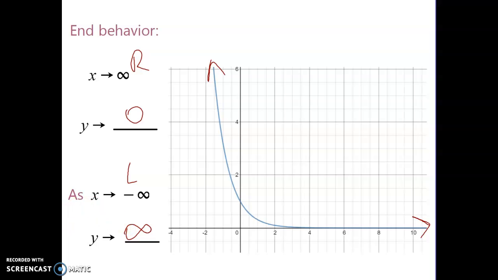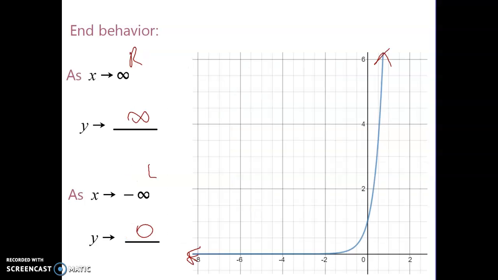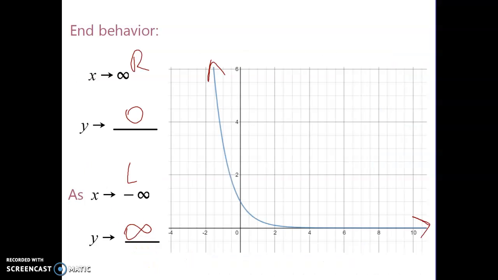And you can see that's the opposite of what we had before. Before, when it was going to the right, y was going up. And when it was going to the left, y was going to 0. And here I have the opposite. Right goes to 0 and left goes to infinity. And I'm just reading that right off my graph.